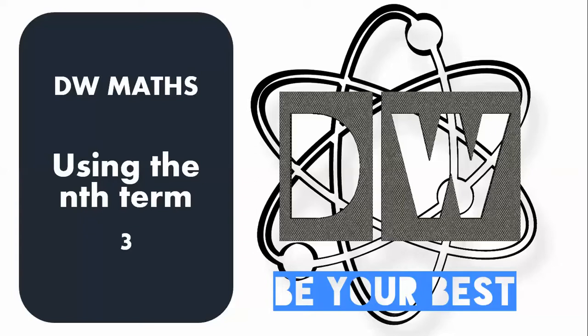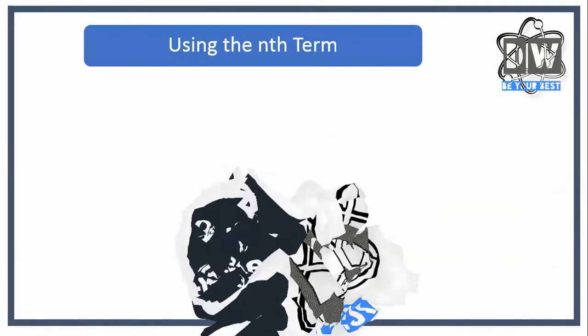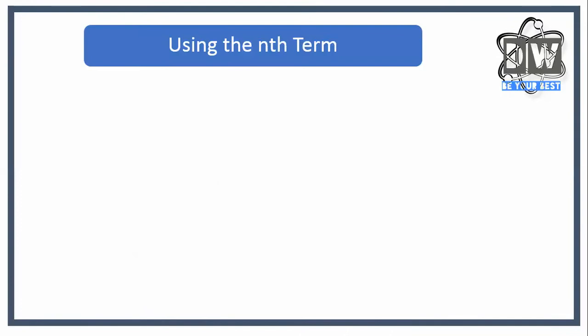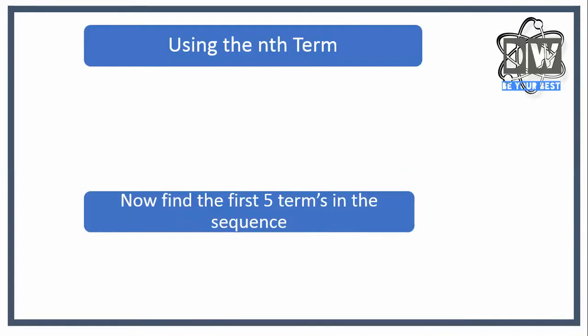This time we're going to look at how we use the nth term to find numbers and number sequences. So we're just reversing what we've done before. I reckon some of you will find this really ridiculously easy, which I'm really pleased about. So now we have to use the nth term to find out the first 5 terms in a number sequence. That's kind of like your normal standard question.